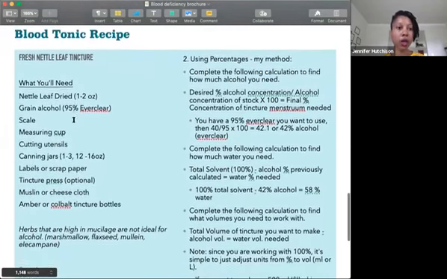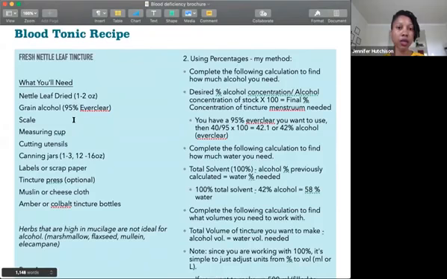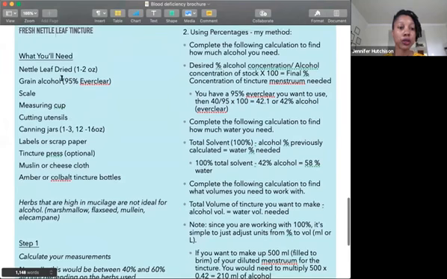Okay, let's really quick go through the blood tonic recipe, and then we'll do it in my kitchen. So use some nettle leaf. I have about 1.8 ounces. I measured it last night. So get about 1 ounce of nettle, which is plenty. You need a drain alcohol. I'm using 95% Everclear. I like to use that because it's like you're at 100%, and then you can dilute down from there.